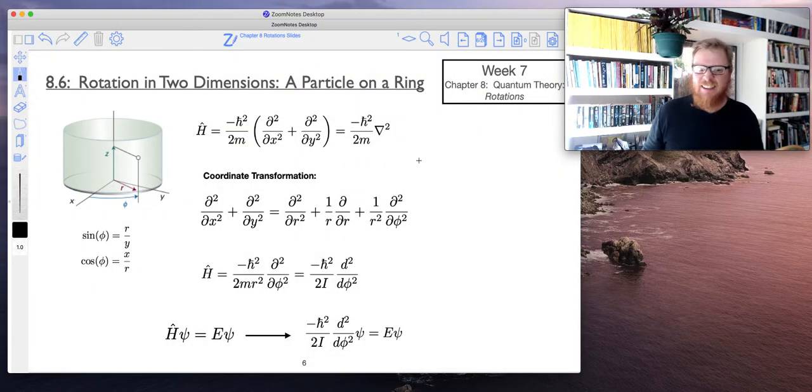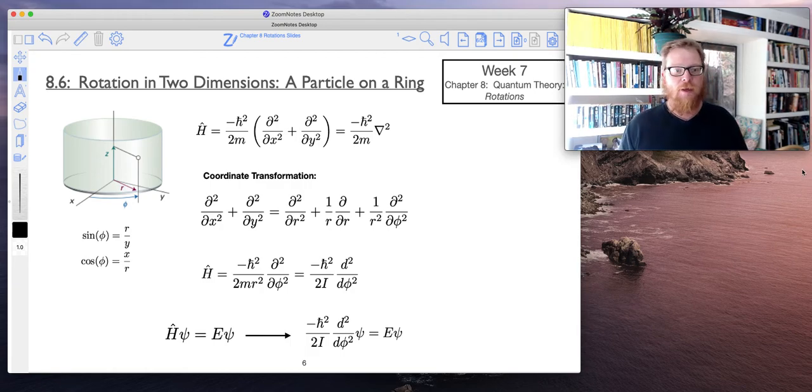So let's get it set up. There's a couple things we've got to do. We're going to have to do a coordinate transformation, because to describe this rotation, spherical coordinates is going to be the most straightforward. Okay. And for now, we also recognize that because this is a particle on a ring, our particle is only moving in the x, y plane.